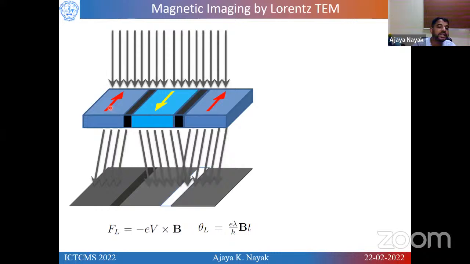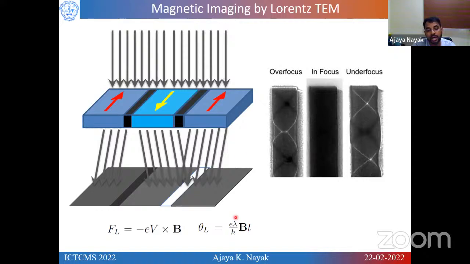Depending upon the direction of the spin magnetic moment, it can diverge the beam or it can converge the beam. Around the domain wall, when the beam converges, we get a bright spot. When the beams diverge, we get a black spot. Depending upon that, you can see. Initially people used this method to map out the domain structure in various magnetic materials. This is the real space image.